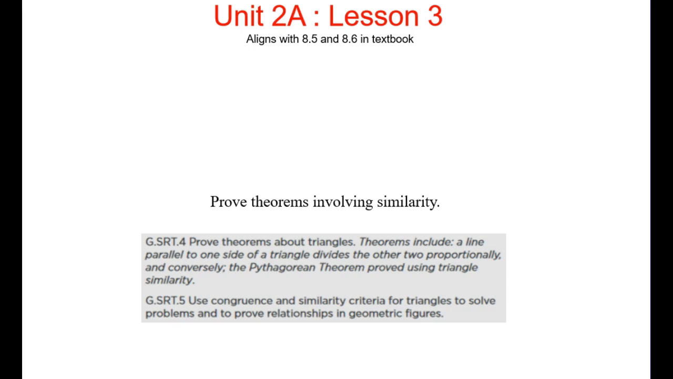The first one, prove theorems about triangles. Theorems include a line parallel to one side of a triangle divides the other two proportionally and conversely, and the Pythagorean theorem proved using triangle similarity. Second standard, use congruence and similarity criteria for triangles to solve problems and to prove relationships in geometric figures.